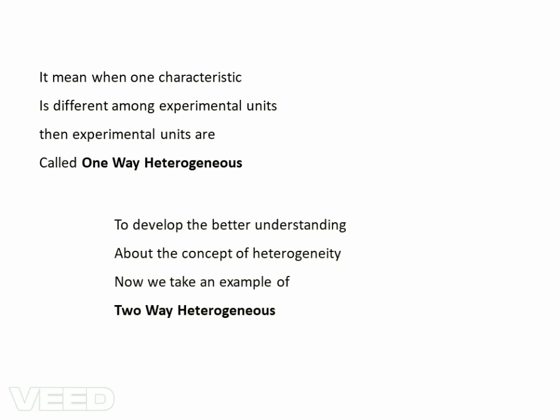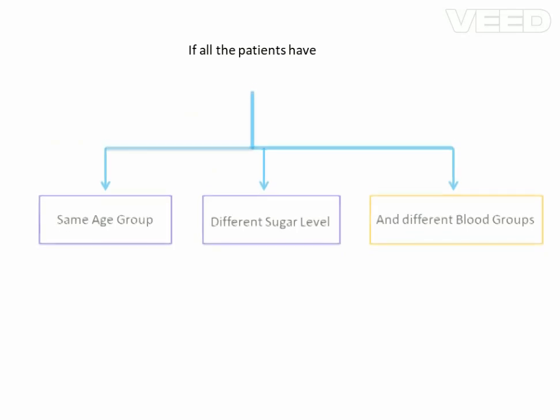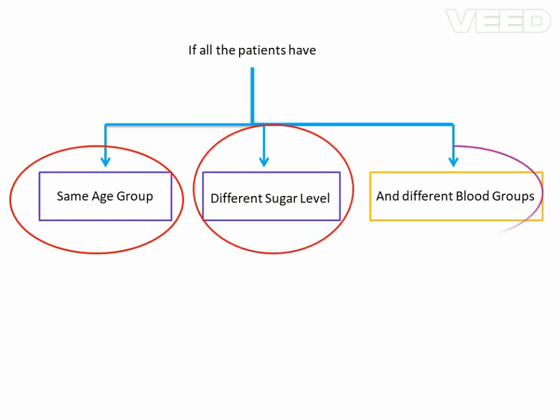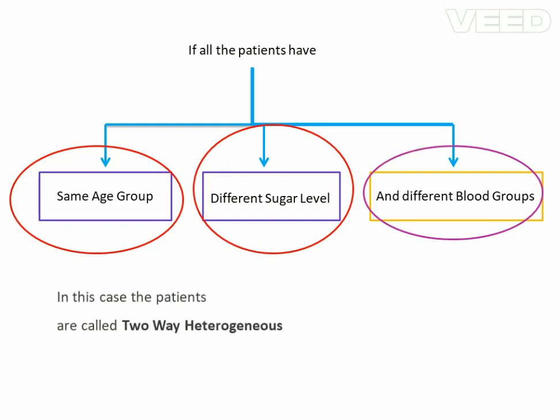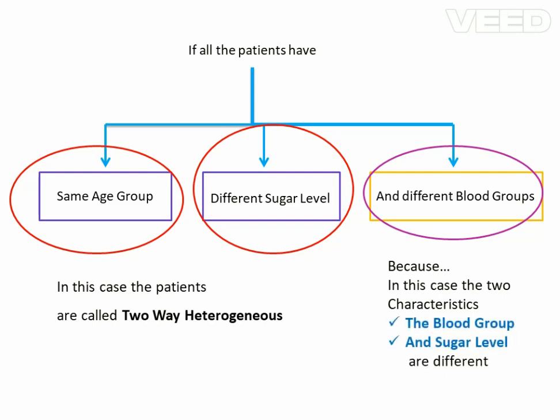To develop the better understanding about the concept of heterogeneity, now we take a simple example of two-way heterogeneous. If all the patients have same age group but different sugar level and different blood groups, in this case, the patients are called two-way heterogeneous because the two characteristics, the blood group and sugar level, are different.